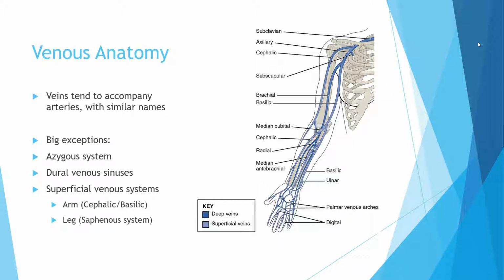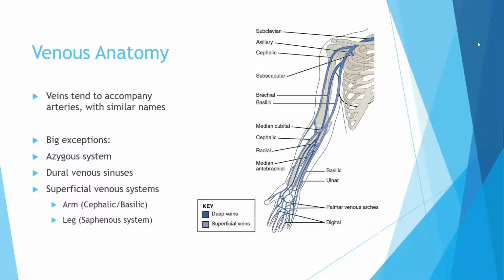In terms of venous anatomy, we all know that veins carry blood from the body back towards the heart, and veins tend to accompany arteries with similar names. But we do find a few exceptions within the body. For example, we have the azygous system, we have our dural venous sinuses, and then within our limbs we have superficial venous systems along with our deep venous systems.